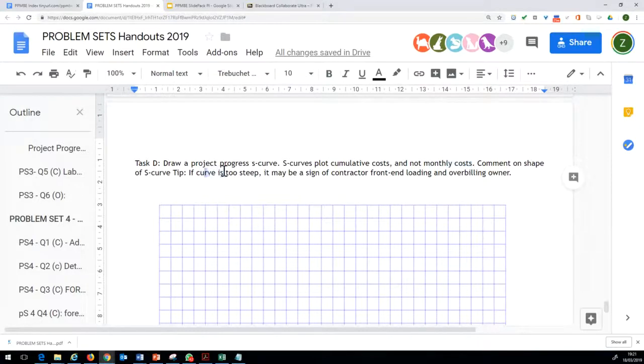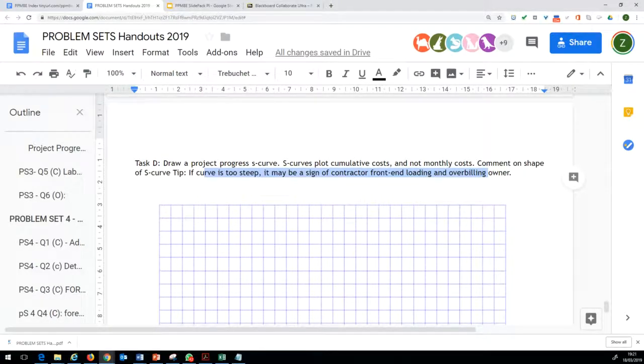So if the S curve is too steep, it may be a sign the contractor is front loading and overbilling the owners. Very often contractors indulge in a practice where, without actually doing the work on site, they front load so that they could get extra payments for different reasons. They may be trying to cover up the retainage which owners are keeping, but this sort of practice creates a lot of mistrust. So very often the shape of the S curve is studied to make sure that no one is playing a foul game.